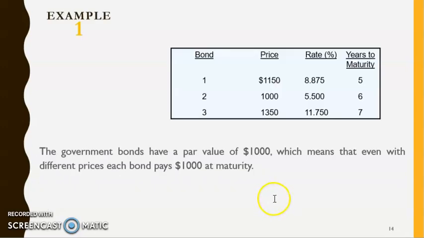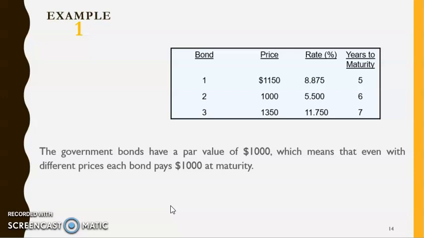The reason you see here that at maturity they pay $1,000, not the price of the bond, is that the value of bonds in the market changes according to the interest rate, but at the time of maturity they will pay you the amount of money you paid them at the beginning, that is $1,000. We are going to do examples on this.